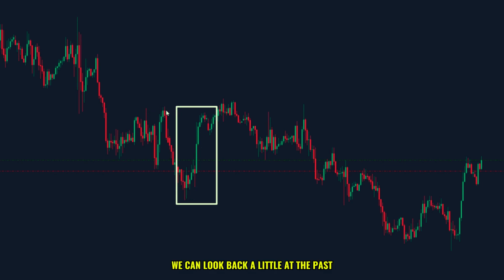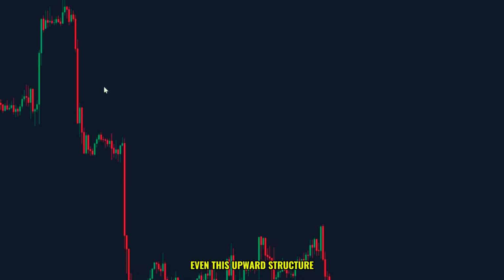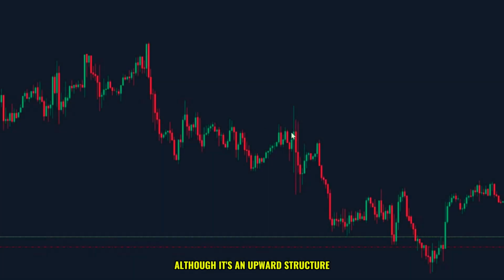We can look back a little at the past. Here, in the downtrend, the downward waves are still quite clearly dominant. And these upward waves almost cannot overcome the previous downward waves. Here, even this upward structure, although it's an upward structure, higher lows, higher highs, is still within this previous downward wave. And we see here, for example here.